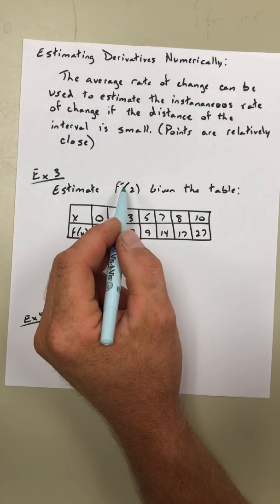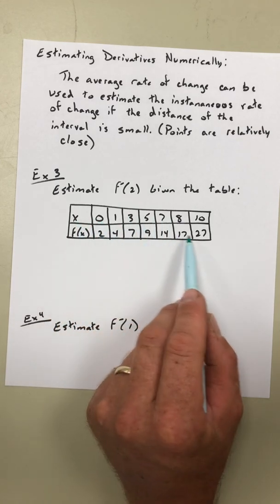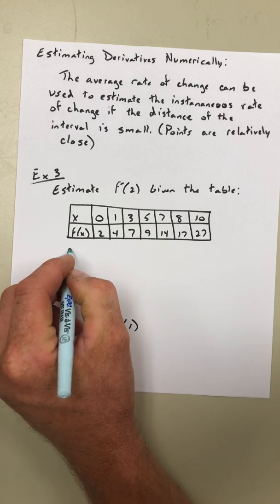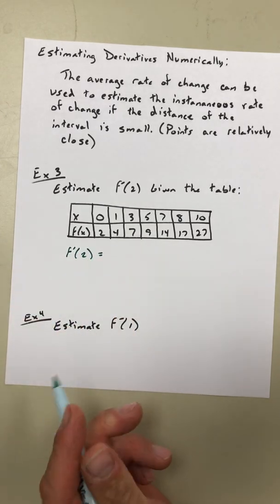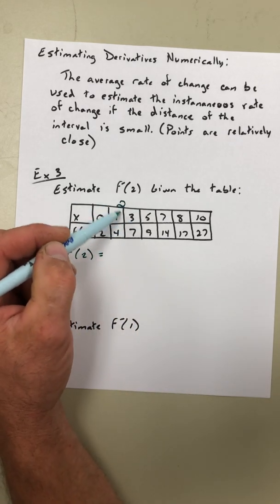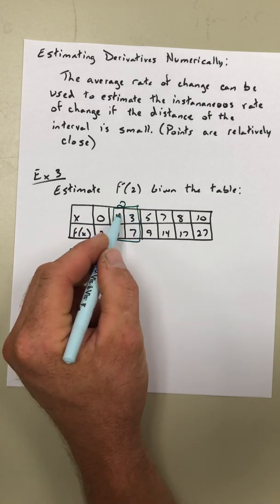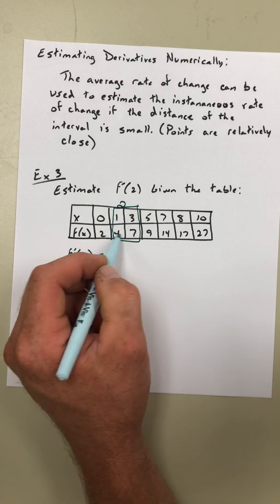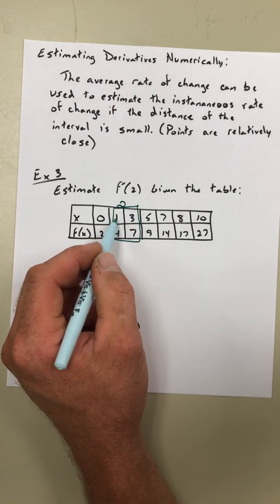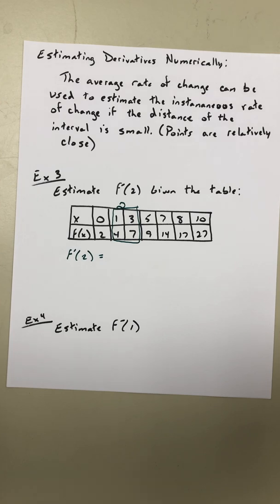So how do I estimate f prime of 2? Well, in our chart, we're given the x values and the y values. We can estimate f prime of 2 by taking the values that are close to 2. So 2 falls in this region between 1 and 3. If I take the x values of 1 and 3, and the y values of 4 and 7, that's going to give me a good approximation of what's probably happening around 2. Is it going to be exact? No, it could be completely off. But generally speaking, we can estimate it.